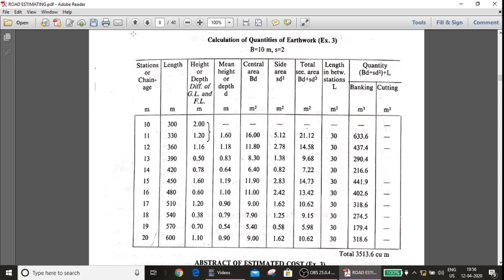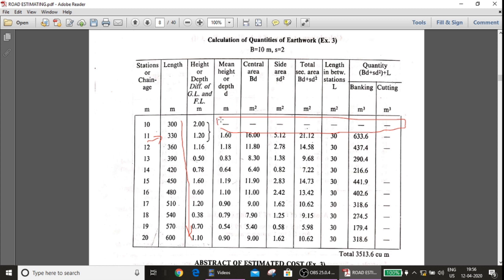Okay. So what we have: station, length, height, station 10 to 20. Length 300, 330, 360, 390, 420. This is given. Or they will give just the difference between the stations is 30 meter. Then at 300 meter, the difference of ground level and formation level is 2. Then the first row will be left blank. Then from the 11th station or 11th chainage, your difference starts.